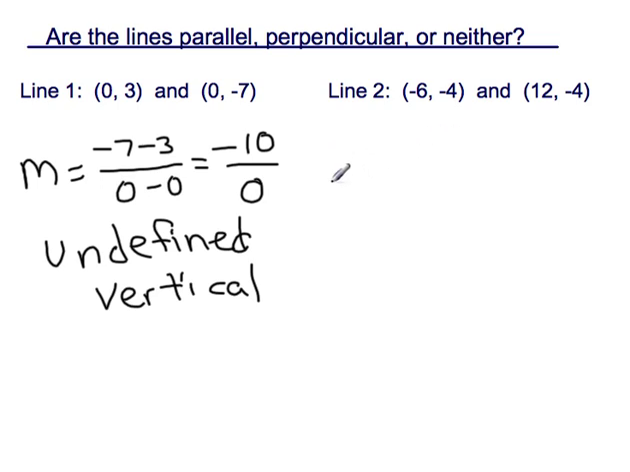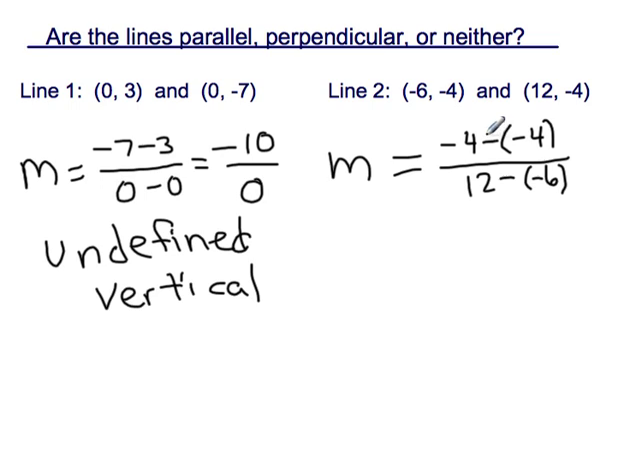Line 2, if I find the slope for that one, that would leave me with negative 4 minus negative 4 all over 12 minus negative 6. And again, if we do some sign changes right off the bat, negative 4 plus 4 is 0. 12 plus 6 is 18. Well, now that's a 0 slope. Remember, 0 slope is a horizontal line.